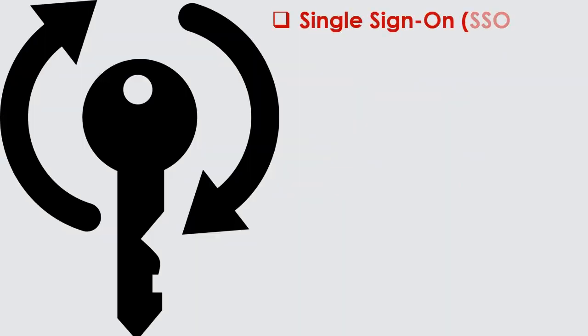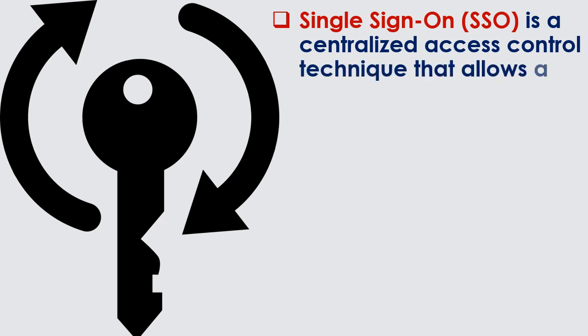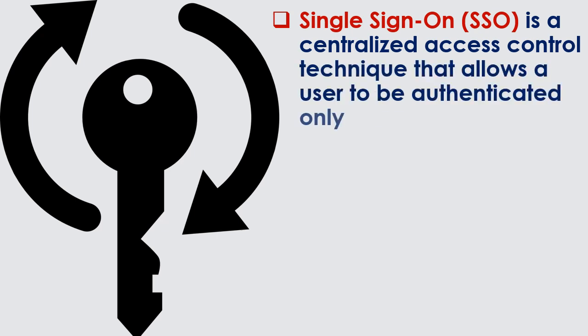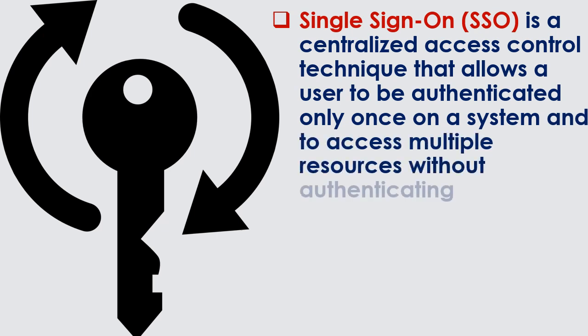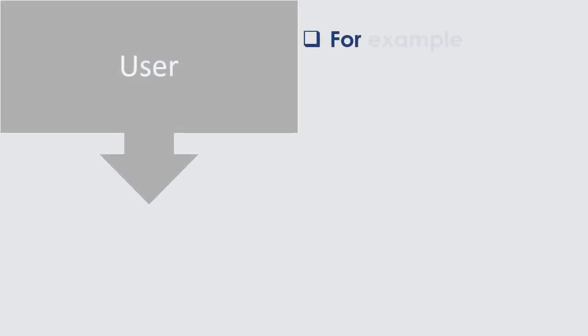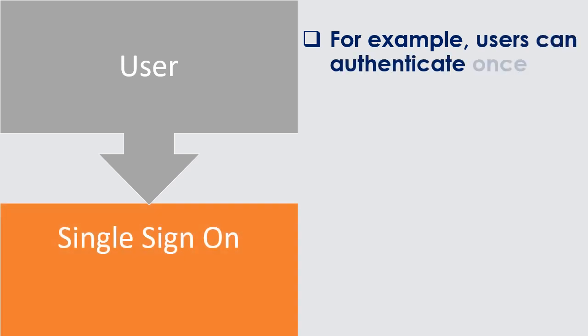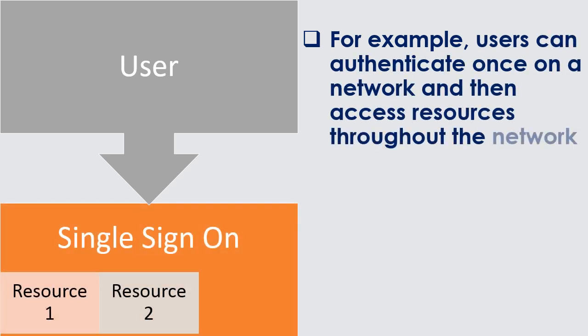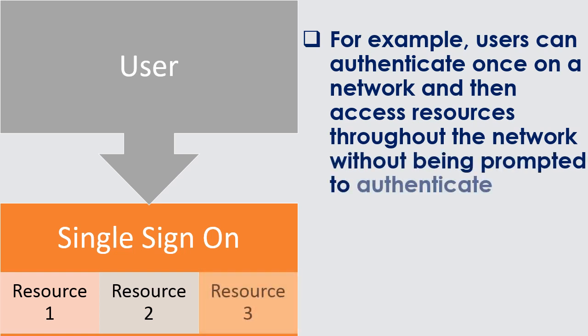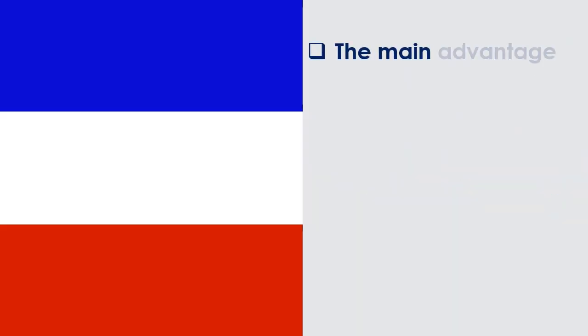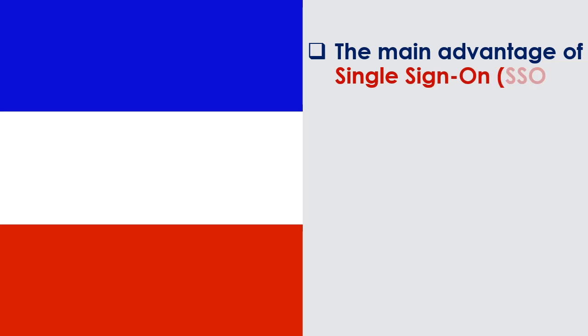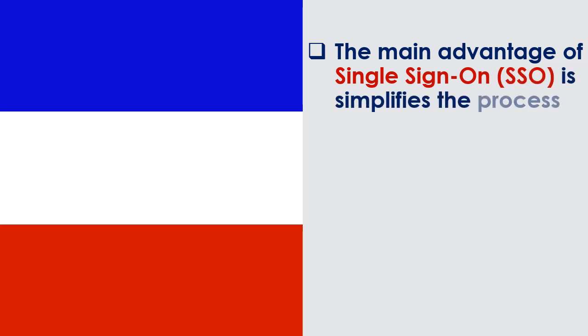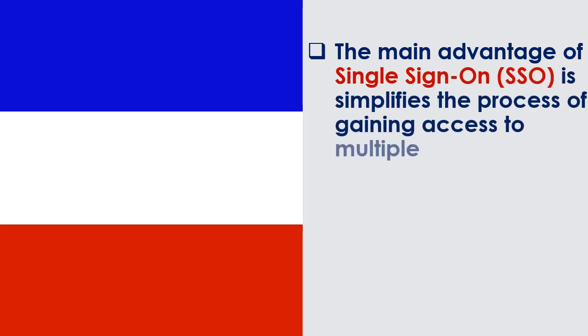Single sign-on, SSO, is a centralized access control technique that allows a user to be authenticated only once on a system and to access multiple resources without authenticating again. For example, users can authenticate once on a network and then access resources throughout the network without being prompted to authenticate again. The main advantage of single sign-on is that it simplifies the process of gaining access to multiple systems for everyone.